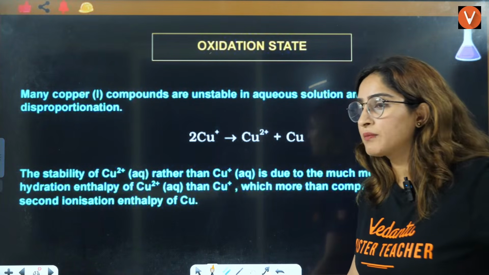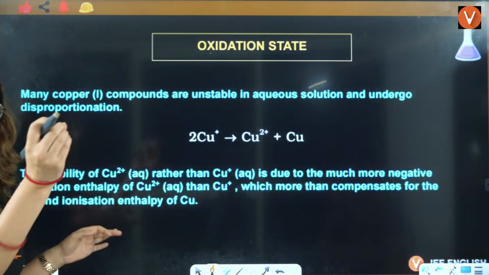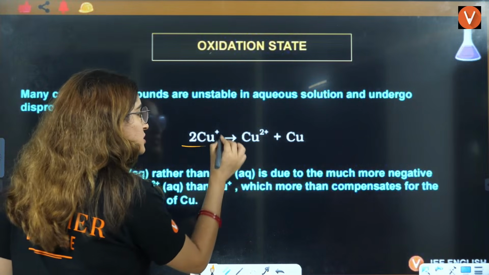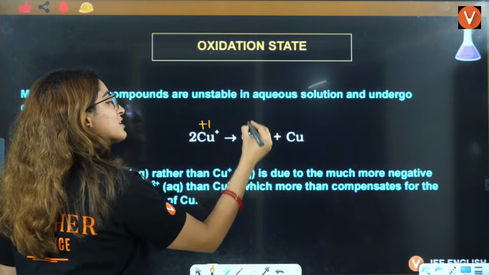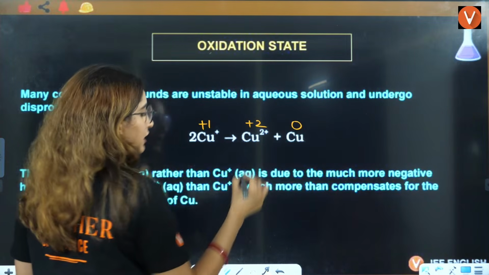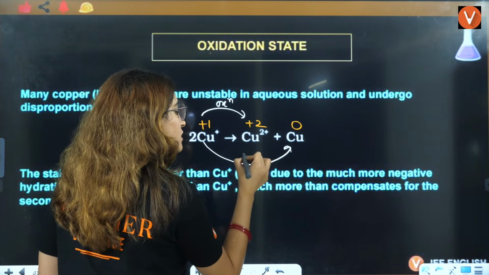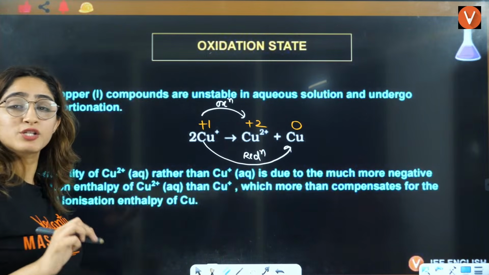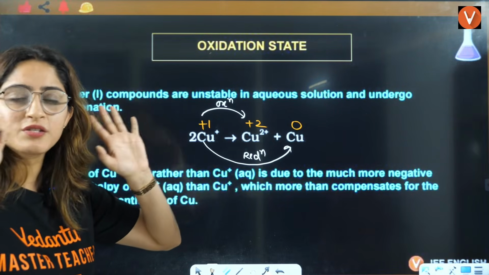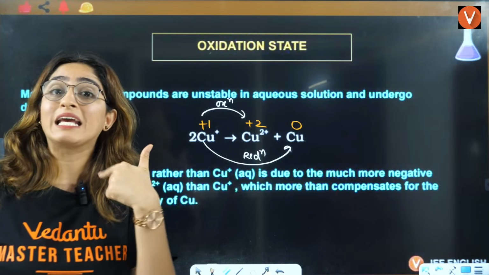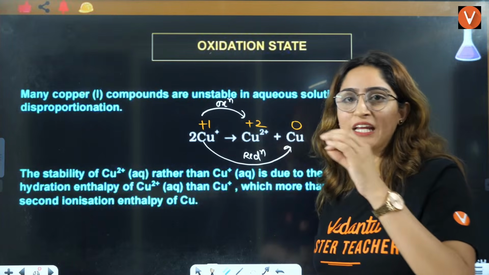disproportionation reaction, right? What is a disproportionation reaction? An element will have some oxidation state, just like here it has oxidation state +1. On the product side, its oxidation number will increase and it will also decrease. That means here oxidation will occur, here reduction will occur, right? That's how it is going to show a disproportionation reaction, right?